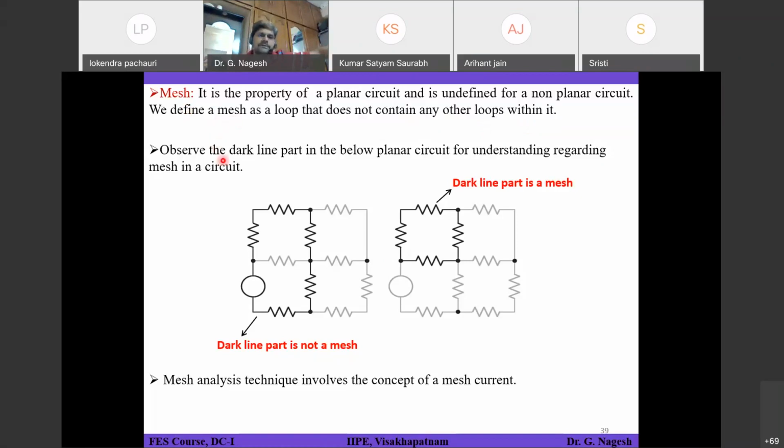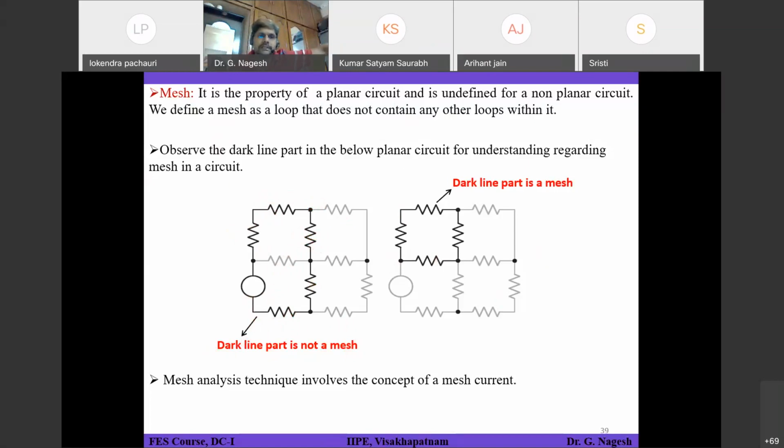Okay, observe the dark line part in the below planar circuits and understand regarding mesh in a circuit. If you see here, there are two circuits given, both are planar circuits, both can be drawn on a plane surface. If you see this dark line, this highlighted or solid line, the dark line part is not a mesh. Why? It is not called a mesh because it consists of a loop within it. This loop exists within this loop. So you can't call it a mesh.